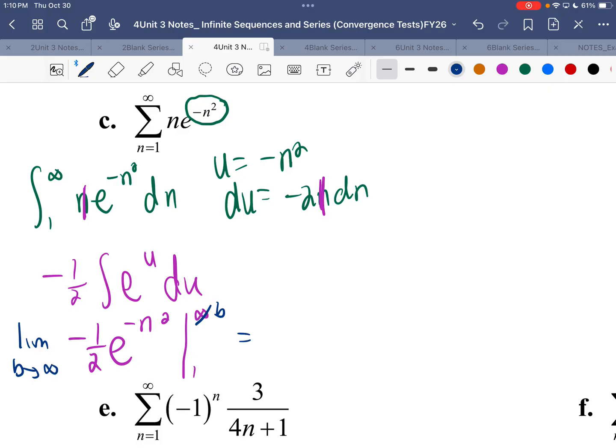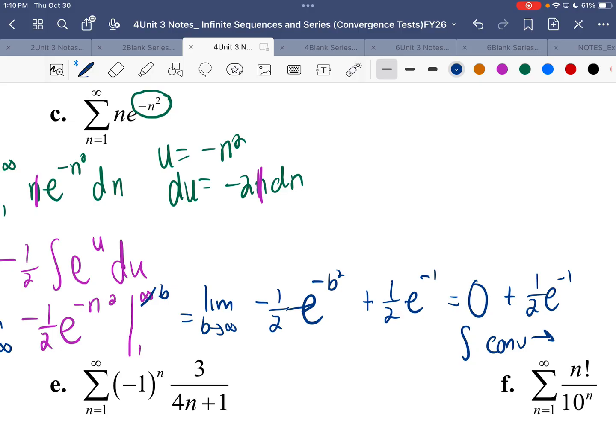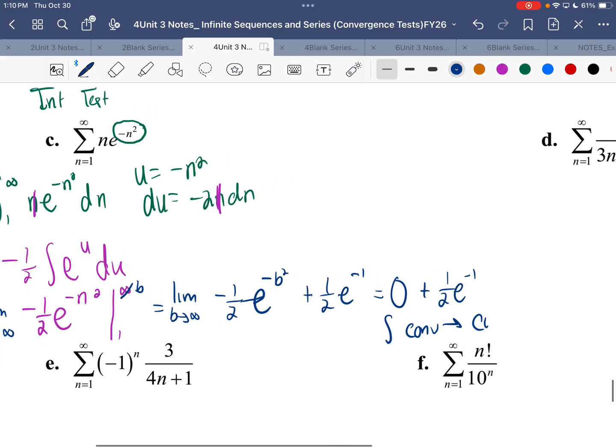Okay, so then we got the limit as b goes to infinity of negative 1/2 e to the negative b squared plus 1/2 e to the -1. When we evaluate at infinity, what's e to the negative infinity going to be? 0. It doesn't matter what this integral equals. It's just the fact that this equals a finite number that the integral converges. And since the integral converges, what does the series do? The series converges as well.